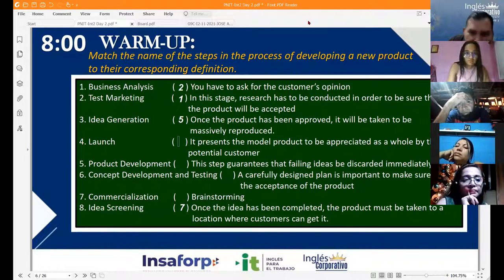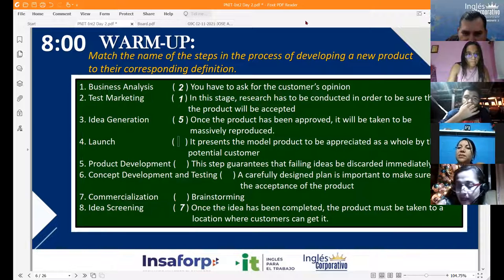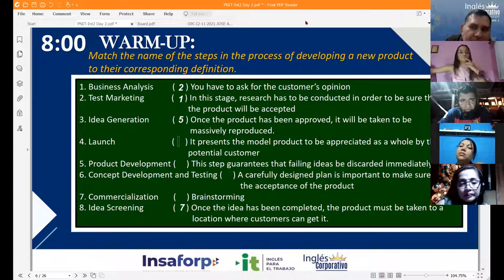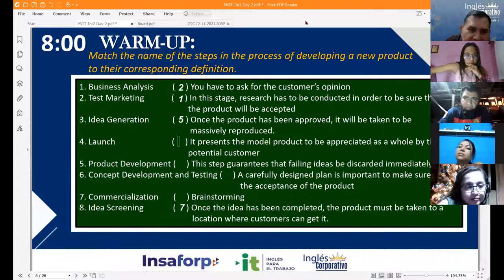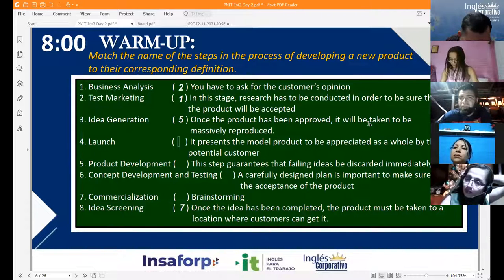What can be in this one? Maybe the number 4, teacher. Launch. Launch is, you remember, bringing the product out to the market. Okay. Yes, launch. It says, presents the model product to be appreciated as a whole by the potential customer. Do you think that is 4? Let's put it 4. Okay.